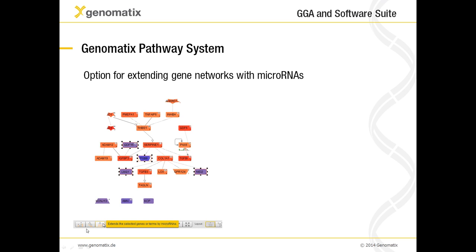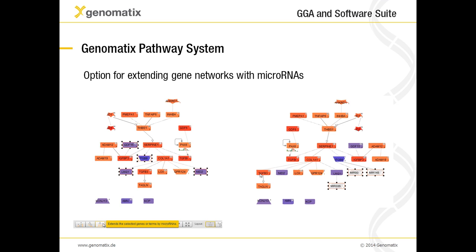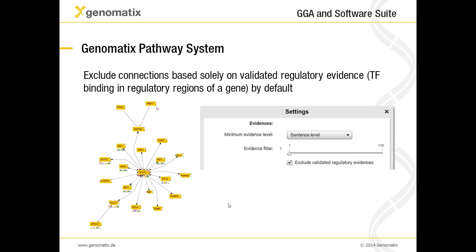This is the button for actually adding them. Extending them is in the navigation bar that you have at the bottom of the Genomatix pathway system interface, and just as you do with the other extension buttons that you have, you select the genes that you want to extend, and then you click on the button and you get your added microRNAs. You can just click or double click on the nodes and also on the connections in order to see additional information, just as you can with the other gene nodes.